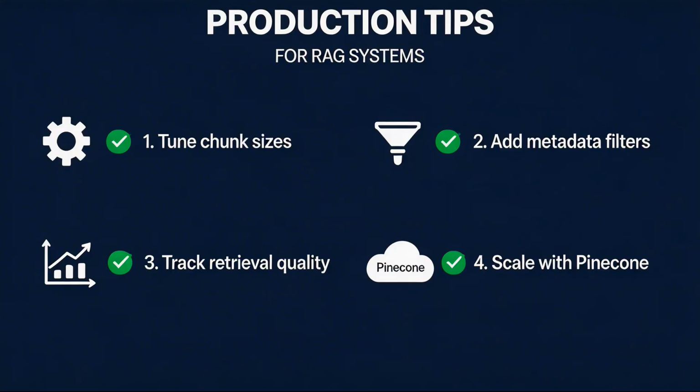A few tips for production. Experiment with chunk sizes. Different document types work better with different sizes. Add metadata filters so you can scope retrieval to specific document categories. Track retrieval quality. If answers are wrong, the problem is almost always in retrieval, not generation. And when you're ready to scale, Pinecone handles millions of vectors without any infrastructure changes.